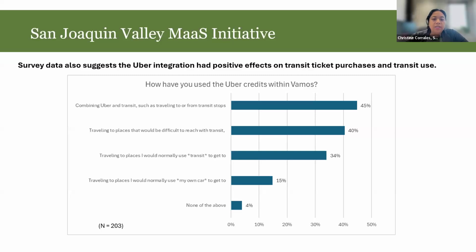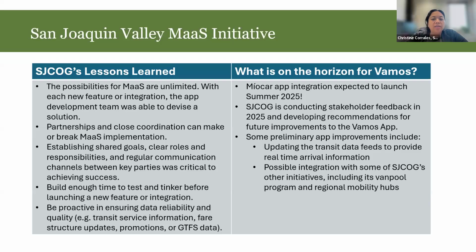And then last slide, just to sum up some of our big lessons learned over the last 6 years. What we've learned is that the possibilities for technology and MaaS are really unlimited. With each new feature or integration that we wanted to pursue, our team on the app development side was able to come up with a solution. But the limiting factor in implementation for MaaS is the institutional partnerships aspect and the coordination aspect. So that's something we learned along the way. Building and establishing shared goals, clear roles, responsibilities, and regular communication was important for success.